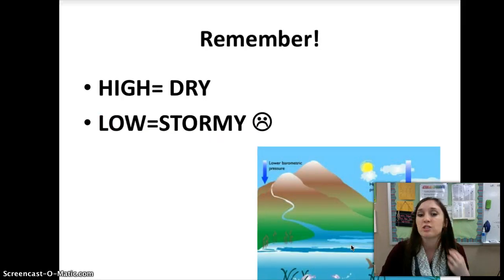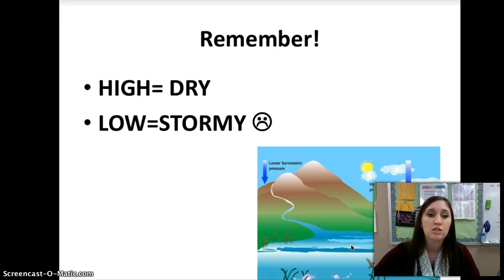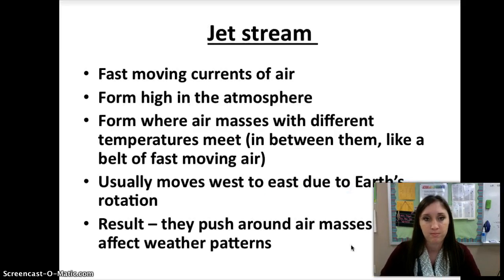All right, and this is just also another reminder, if it's high pressure, that's dry. Low pressure is going to be stormy weather. So high and dry, low and stormy.